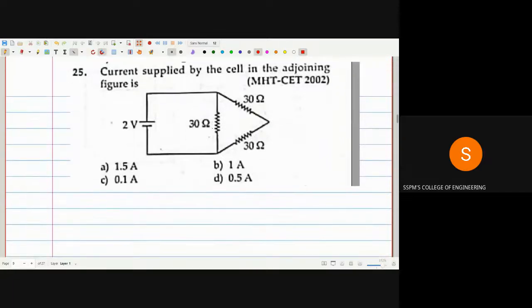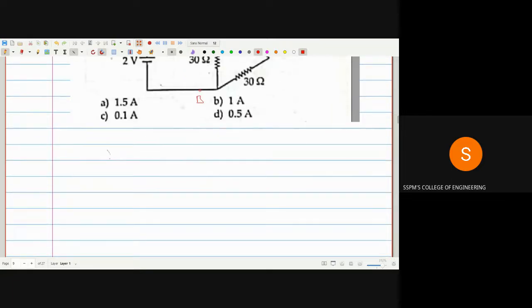नेक्स्ट एक्झाम्पल. The current supplied by the cell in adjoining figure. म्हणजे गिवन फिगर मध्ये काय करायचं आहे? You have to find the current. आता इथे सिंपल तुम्ही Kirchhoff's voltage law वापरायचा आहे. But before finding the current, you have to find the equivalent resistance between A and B. आता ह्या सर्किट मध्ये बघा 30 and 30 are in series and this series combination is in parallel with 30 ohm.